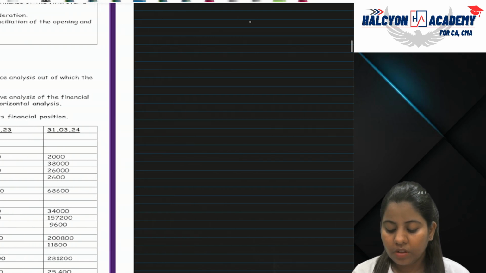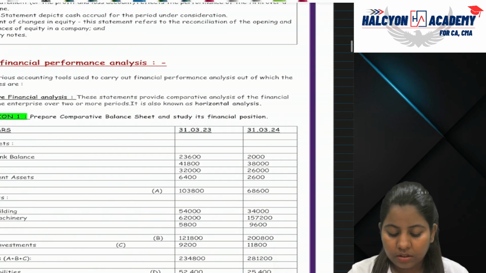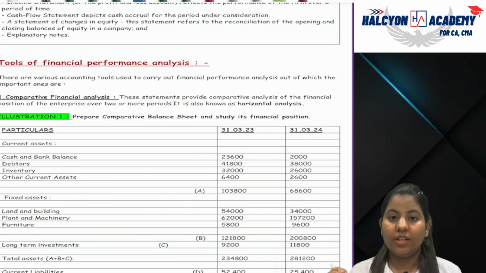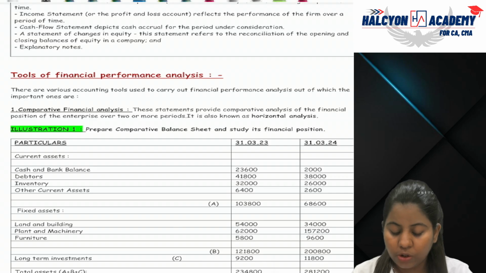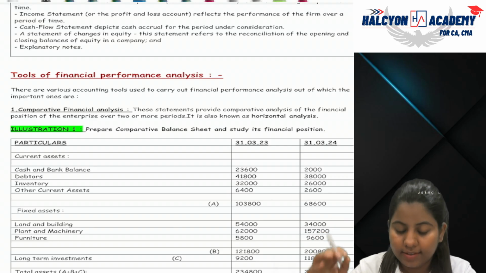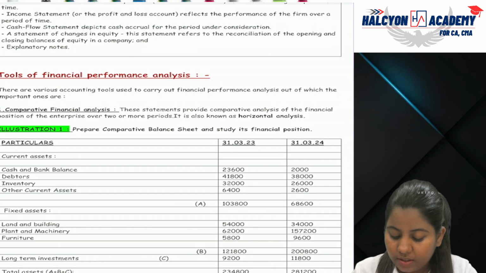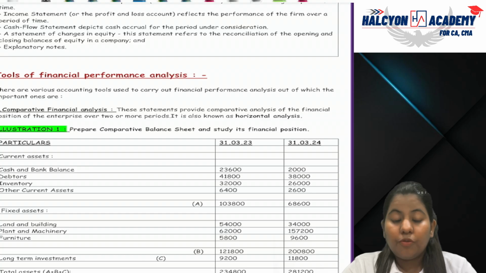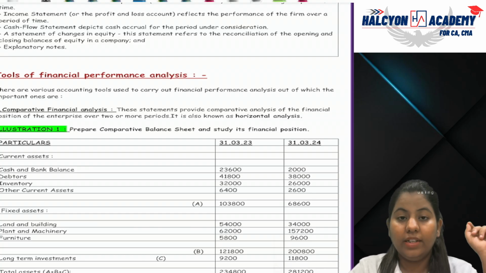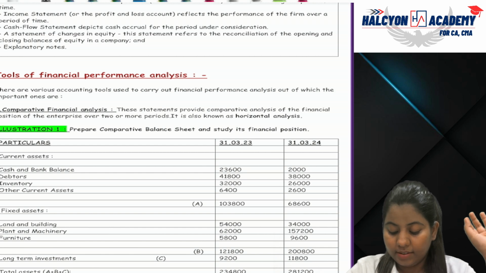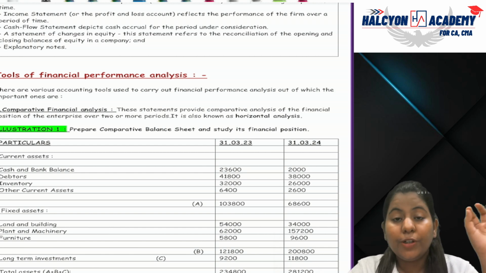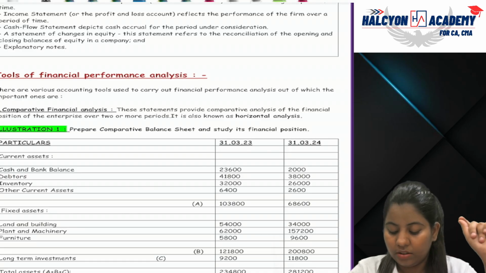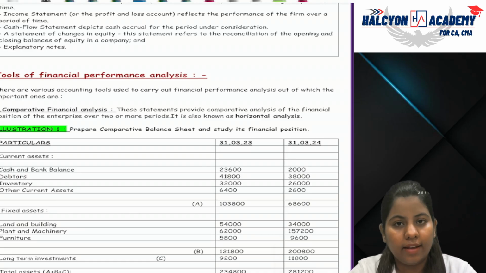Okay. So first we will start with comparative financial analysis. The first tool is comparative financial analysis. See what is given. What is comparative financial analysis? These statements provide comparative analysis of the financial position of an enterprise over 2 or more periods. It is also known as horizontal analysis.